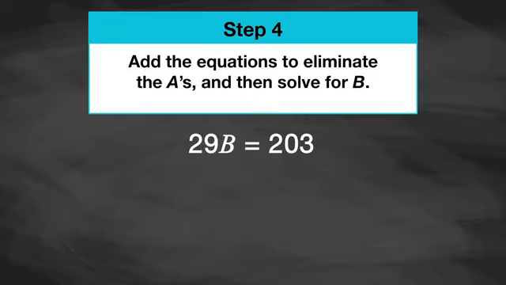Now, 29b = 203. Divide both sides by 29, and b equals 7.